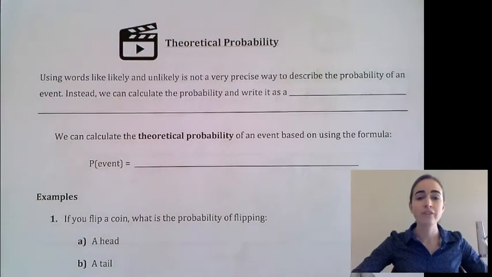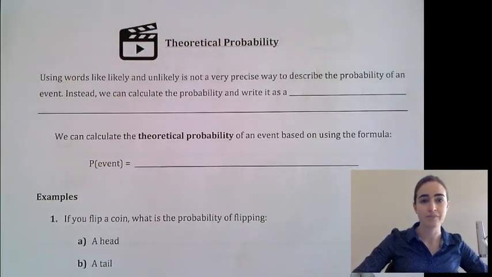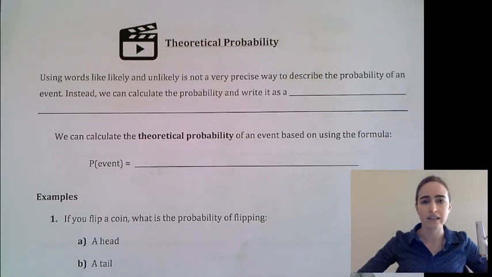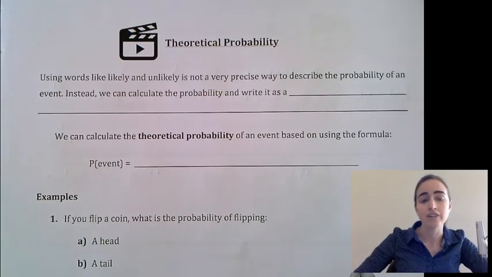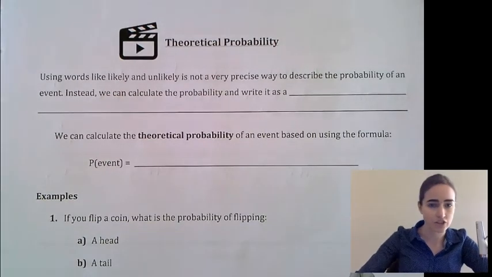In this video, I want to have a look at theoretical probability. So using words like likely and unlikely isn't a very precise way to describe the probability of an event. So instead, we calculate the probability and write the answer as either a fraction, a decimal, or a percentage.